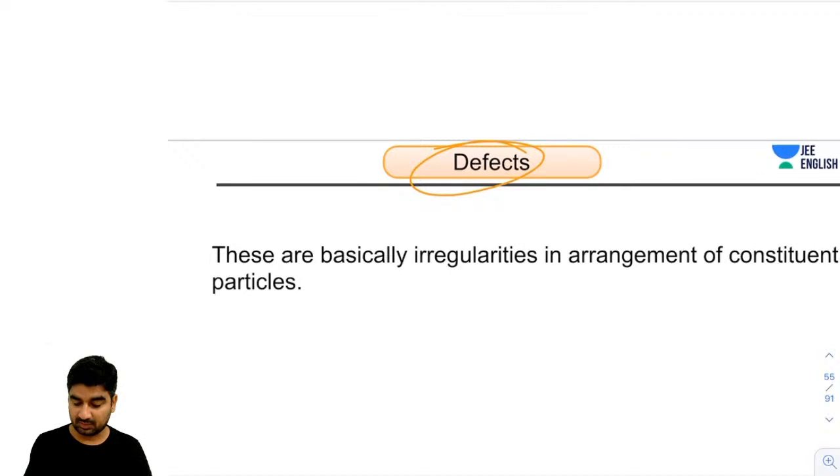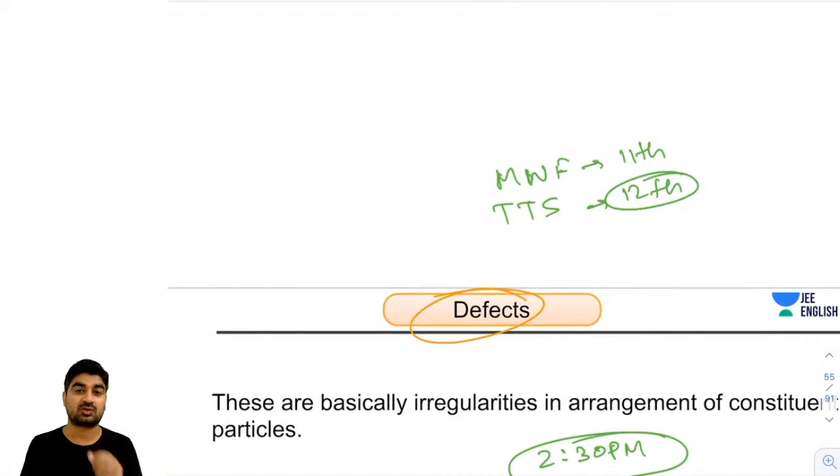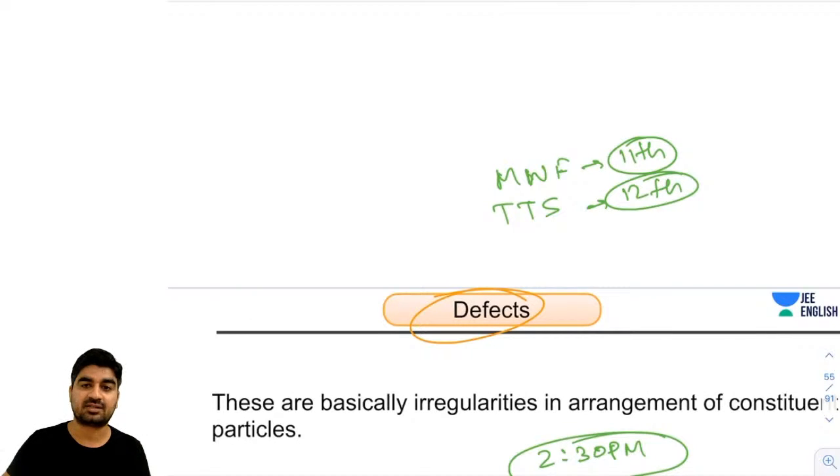So the next class will be at 2:30 p.m. Every day I am taking class at 2:30 p.m. On Monday, Wednesday, and Friday, classes are for 11th. On Tuesday, Thursday, and Saturday, classes are for 12th. In 12th, I am teaching you the solid state, and in 11th, we are doing the redox. Every day I will be taking classes at 2:30.